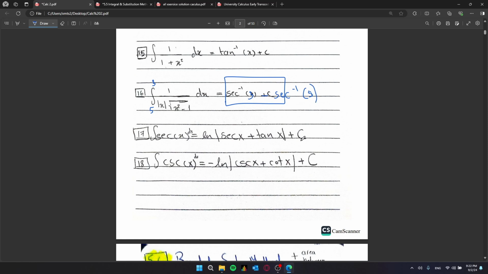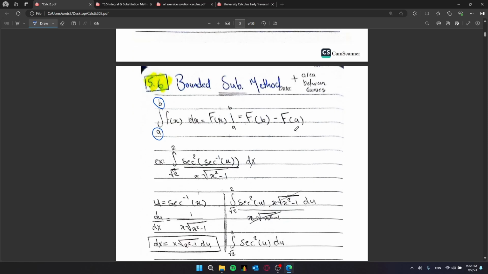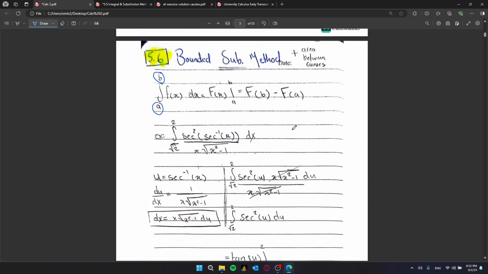You only put plus c's when it is an unbounded interval to account for the part that is going to disappear when you differentiate it and go backwards. Let's not get into that though. So bounded substitution method is the same thing as 5.5, but you are now putting in values so that you have a final answer that is a number.